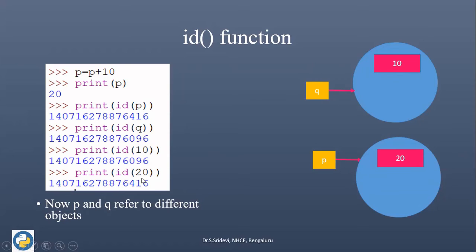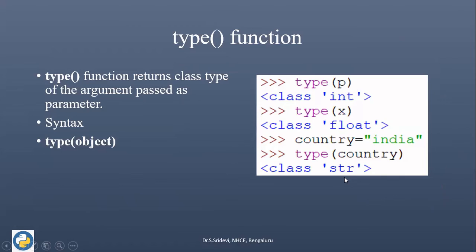Similarly, when we print the ID of 20, 20 is the value currently available for P. So we will be getting the same answer for these two cases. Now in this case, what has happened is, P and Q now refer to different objects. Initially 10 was referred to by two different references, P and Q, and because of the execution of this particular statement, now P is not referring to 10, it is referring to 20.